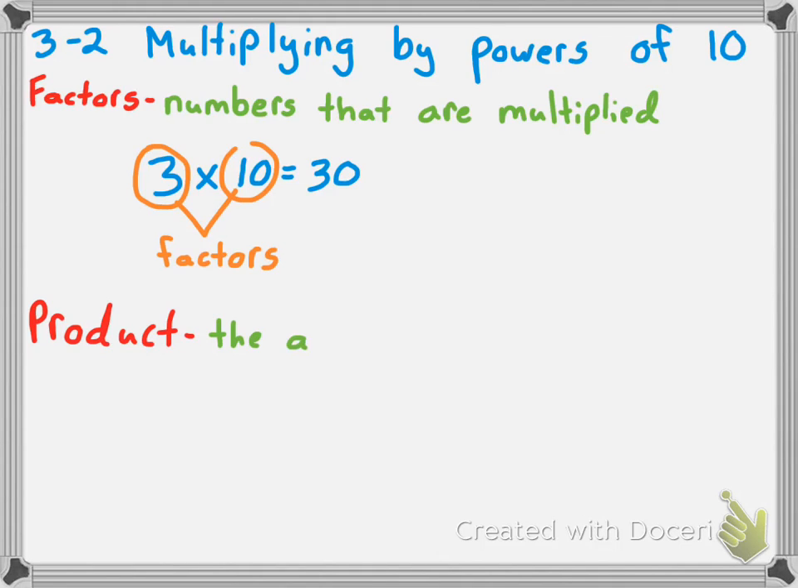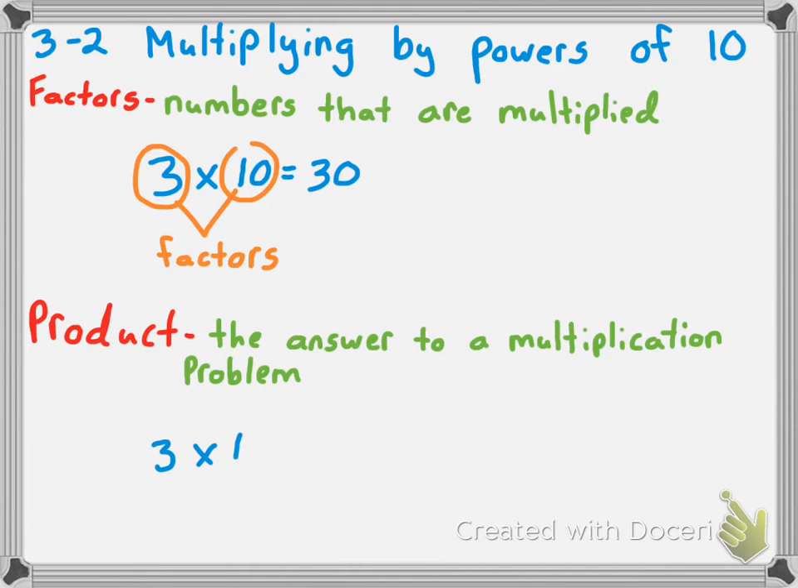The product is the answer to a multiplication problem. So in our example, 3 times 10 equals 30. The 3 and the 10 are factors, which makes the 30 the product.